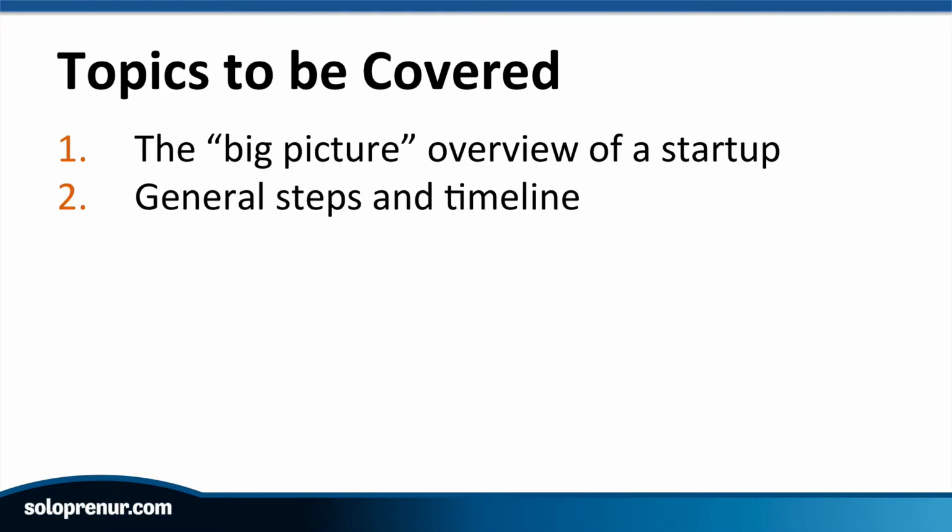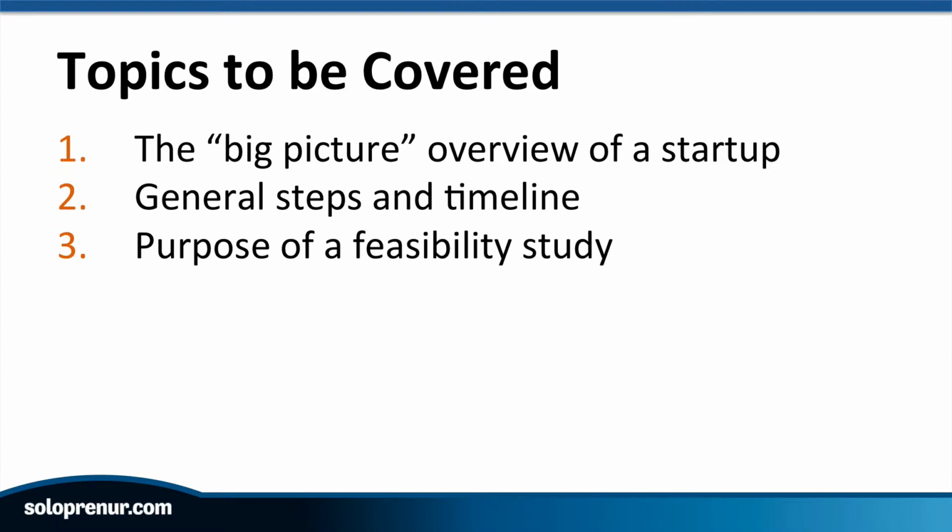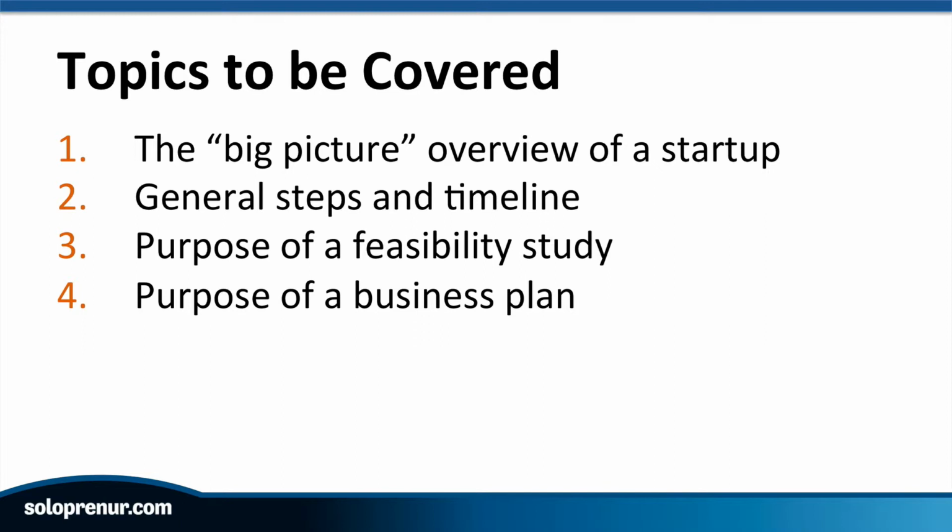Then I'm going to talk about the general steps of assessment that vocational rehabilitation will commonly use and the time it takes to complete each of those steps. I'm going to talk then about some specific steps, beginning with the feasibility study. A feasibility study asks the question, should I go into a business? And for vocational rehabilitation, it asks the question, is this business viable? Both are important.